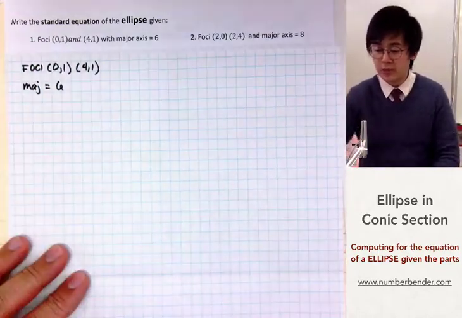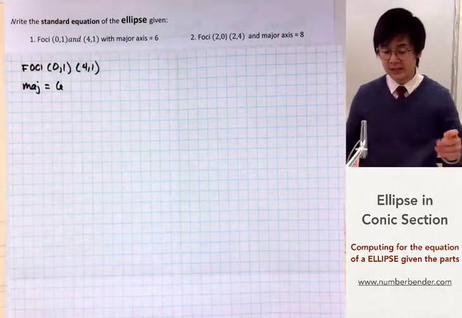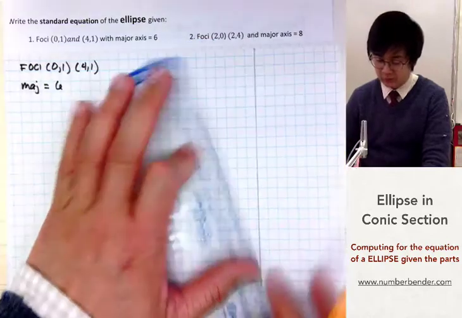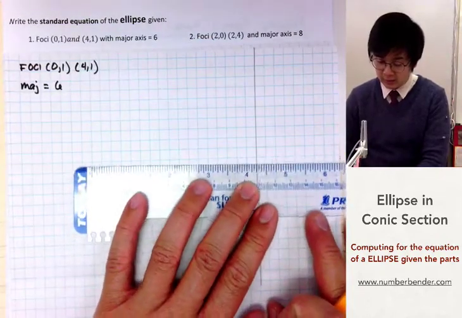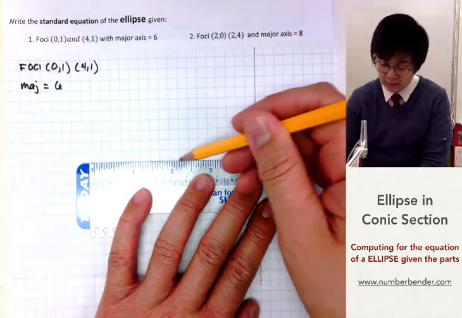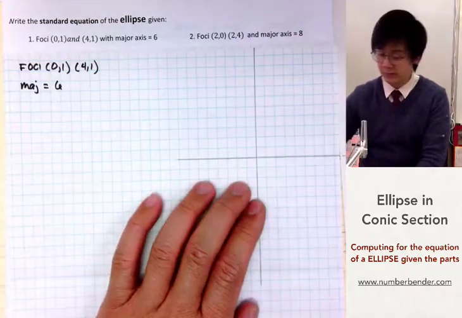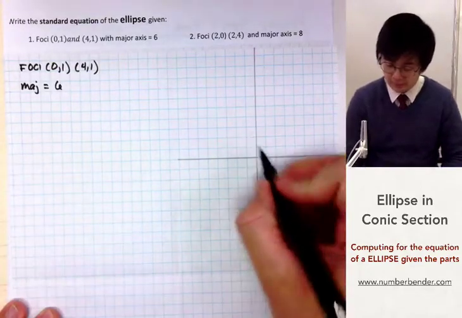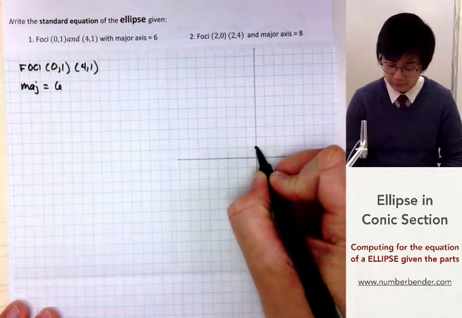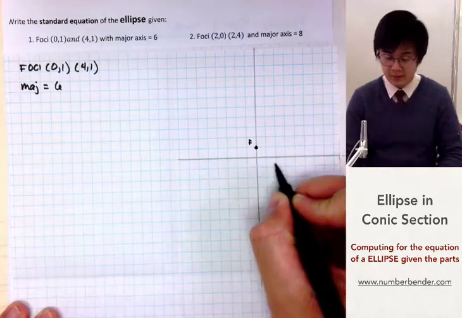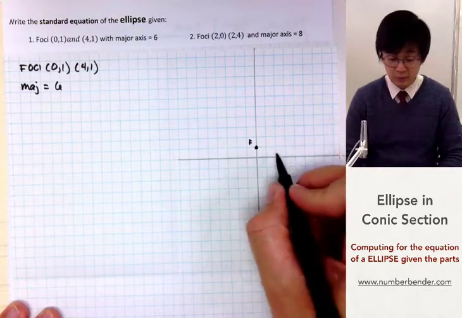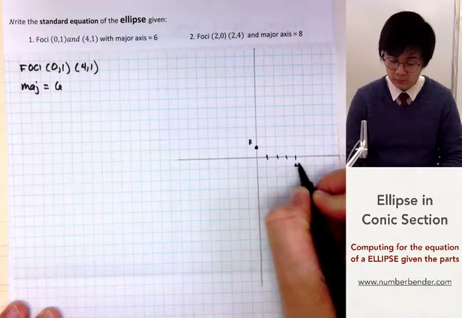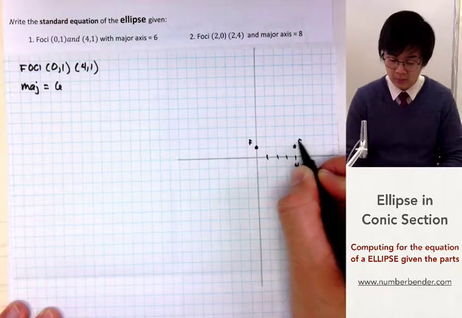Just like what we did with our parabola, we need to sketch the given information on our graphing paper so we can easily visualize the parts that are given to us. Starting with the first foci at (0, 1), this is the first focus, and the other focus will be at (4, 1). This is the other focus.